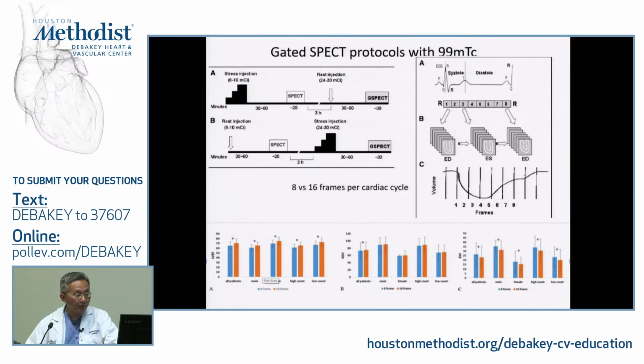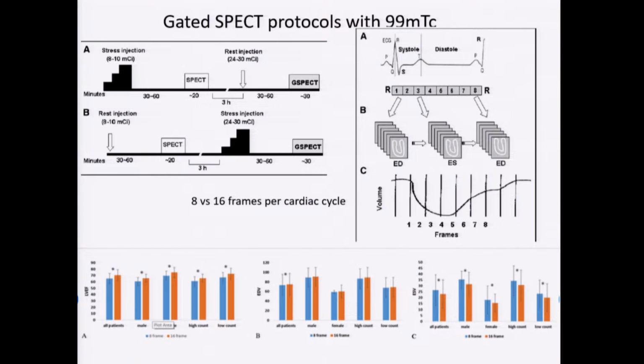I'll show you, the answer is in the bottom one, okay? So the EF with 16 frame is higher. And the difference is end diastolic volume or end systolic volume? End systolic, right? Because for end diastolic volume, you have plenty of chance to catch it, cardiac cycle-wise. To truly catch end systolic volume is harder. So you can see the end diastolic volume is the same, but with 16 frame, end systolic volume is smaller. Therefore, the stroke volume is higher.